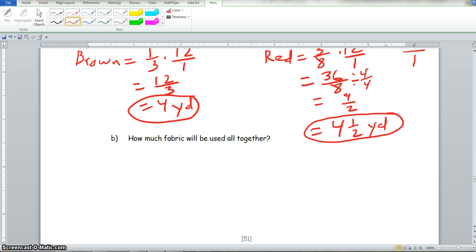Now, B, how much fabric will be used all together? We could just add these together. We'll add 4 plus 4.5. Now with addition, you don't need a fraction here. So you could just bring the 1/2 down, and 4 plus 4 is 8. So it'd be 8.5 yards.